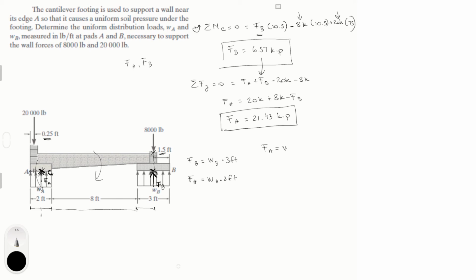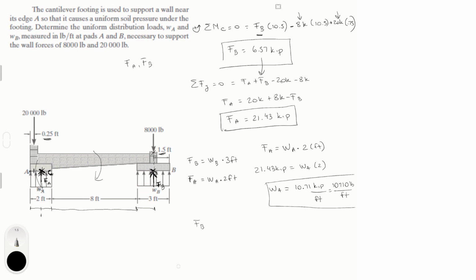You know that FA is equal to WA times the distance it is applied over, which in the case of A was 2 feet. So FA is equal to 21.43 kip, which is WA, because we're trying to find it, times 2. So WA is equal to 10.71 kip per foot. Or you could multiply by 1,000 if you don't like that, and get 10,710 pounds per foot.